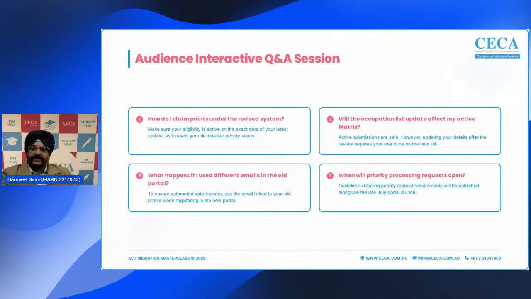So if you have any questions regarding your eligibility criteria, how the new portal and new submission to the Canberra Matrix will take place, or whether the occupation list update will affect your active matrix, most probably we have a lot of questions.